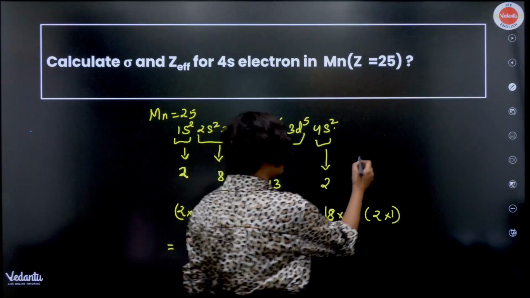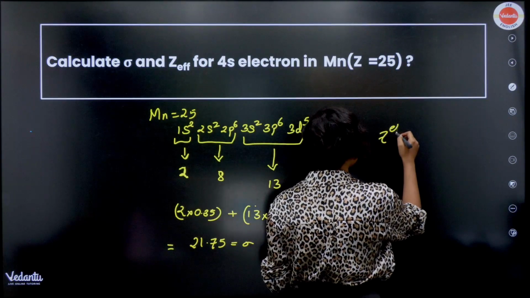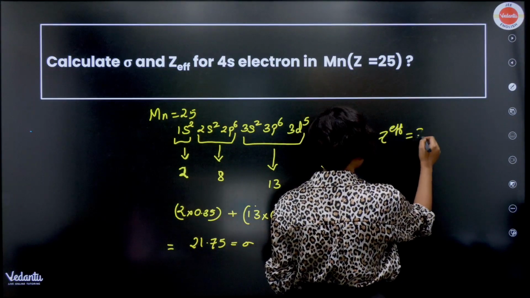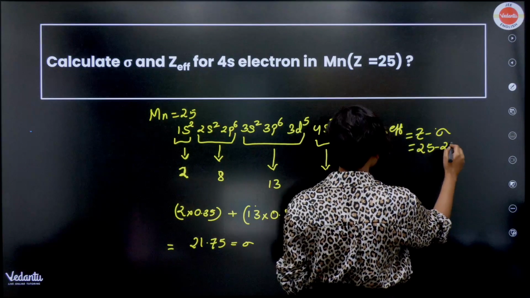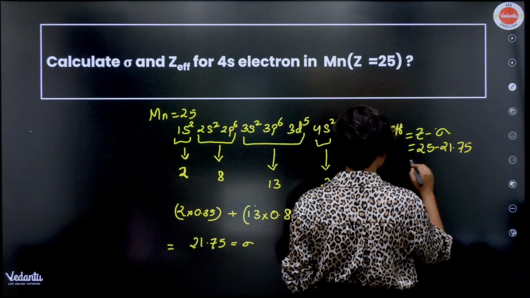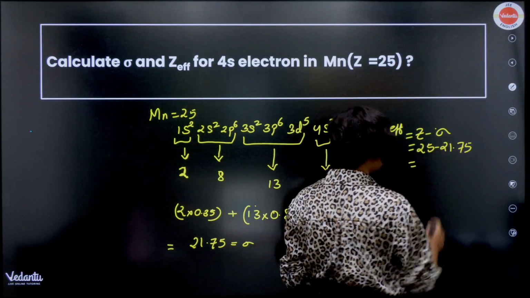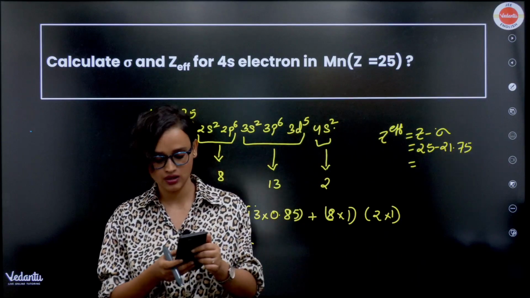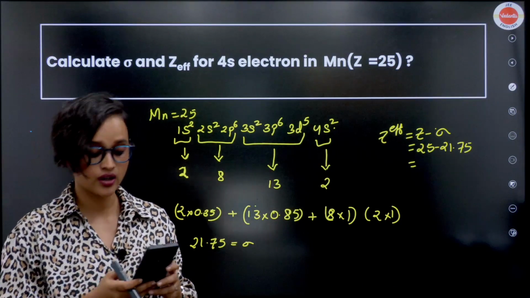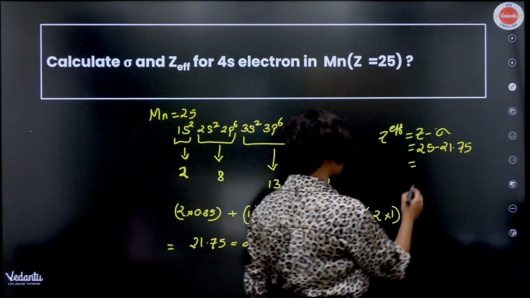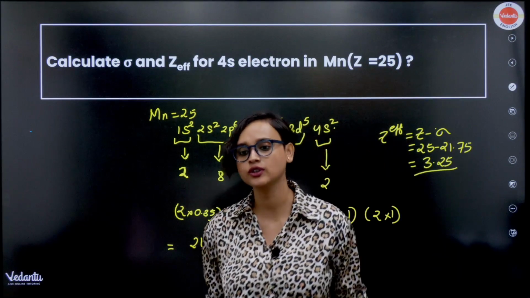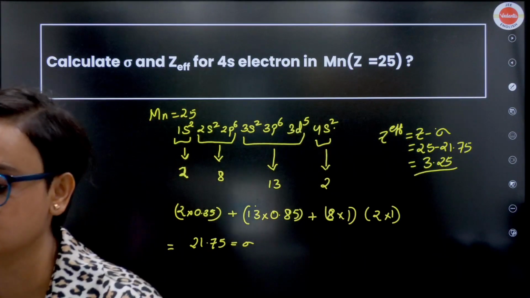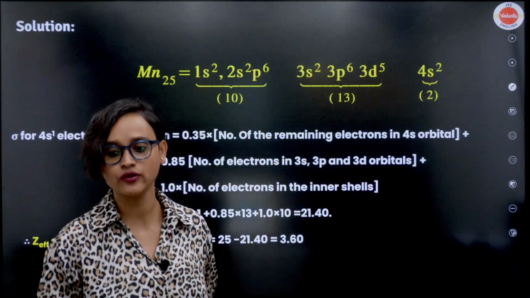Now what do I have to find out? I have to find out Z effective is equal to Z minus sigma. So 25 minus 21.75 is equal to, I think it will be around, I can't even do this. It's going to be 3.25. So that's your answer. Got it? Clear? Alright, moving on from here.